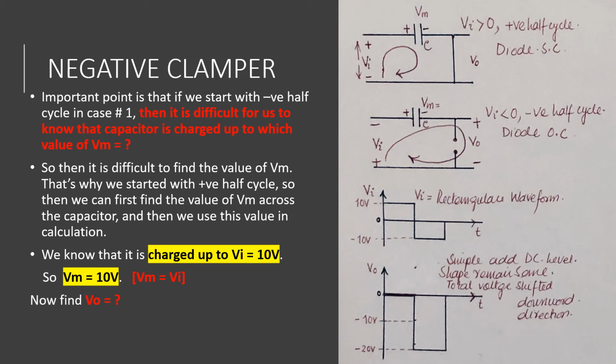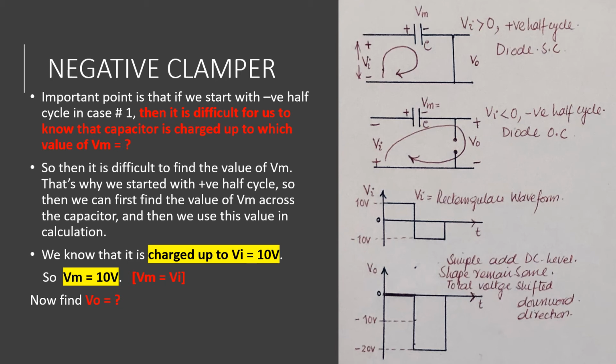So then we can first find the value of Vm across the capacitor, and then we use this value in the calculation. So it's important to understand that we choose that cycle which helps us find the value of Vm across the capacitor, because if we have the value of Vm, then we are able to find the output voltage in the next cycle. So the selection of the cycle is very important.